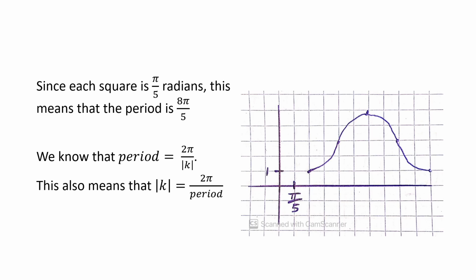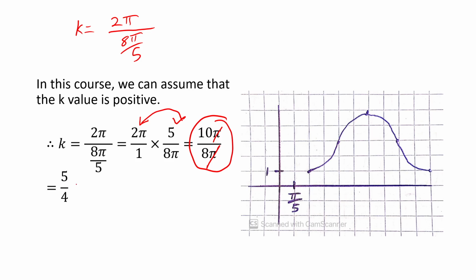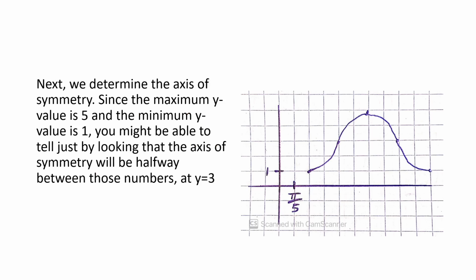Now, we know that the period is always equal to 2 pi over the absolute value of k. That means that the absolute value of k is equal to 2 pi over the period. Now, in this course, we can assume the k value is always going to be positive in this type of question. So we can say that k is equal to 2 pi over the period. Well, the period is 8 pi over 5. So what we do is we invert the denominator and multiply, and we end up being able to say that k is 10 pi over 8 pi. Of course, the pi's cancel out, and we have 10 over 8, which can be reduced to 5 over 4. So we know our d value and we know our k value.